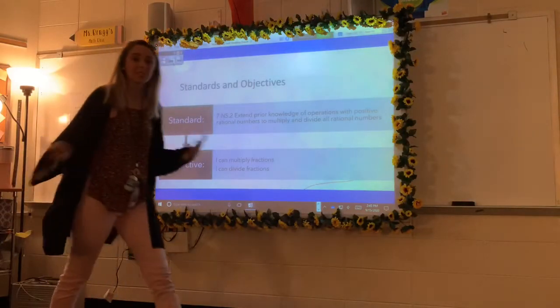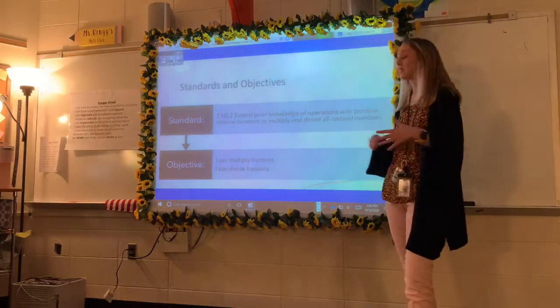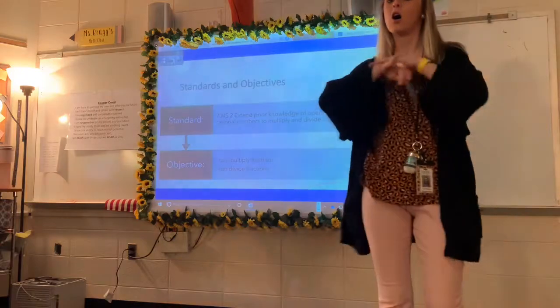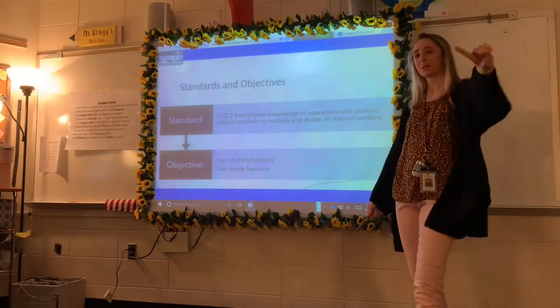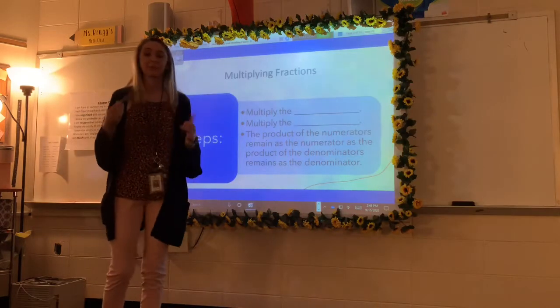Alright, so our standards and objectives, just remember that standard is what we're trying to reach. So we want to extend that prior knowledge of operations with positive rational numbers to multiply and divide all rational numbers. And then by the end of this, you'll be able to multiply fractions and you'll be able to divide fractions.